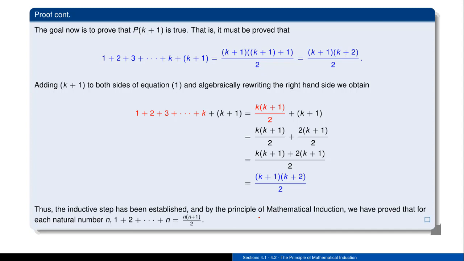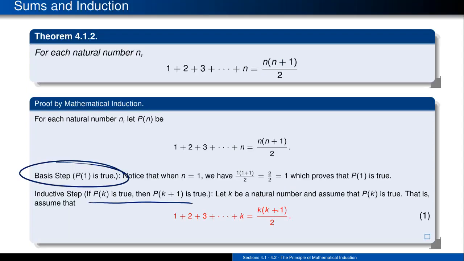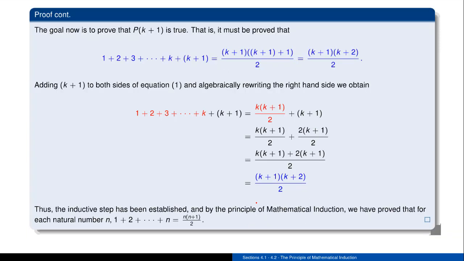This P(k+1) is true. Well, if you look at that formula and plug in k plus 1, what's going to happen is that the n's turn into k plus 1's, and you can see that the right-hand side turns into a pretty nice thing as well.